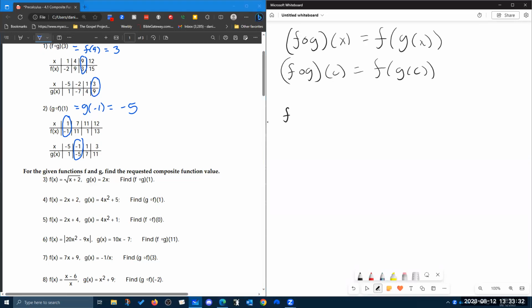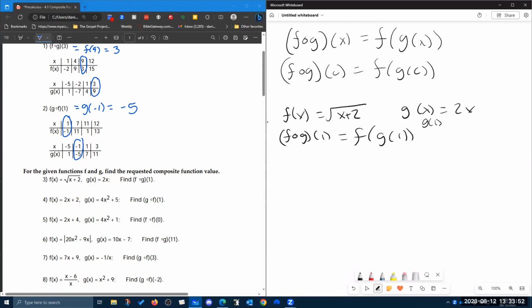So f of x is equal to the square root of x plus 2. g of x is equal to 2x. And I want to find f of g of 1. So g of 1 is going to be 2 times 1, which is 2. f of 2 is going to be the square root of 2 plus 2, which is the square root of 4, which is 2.